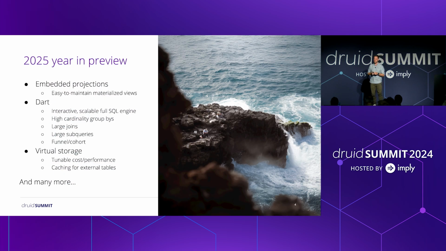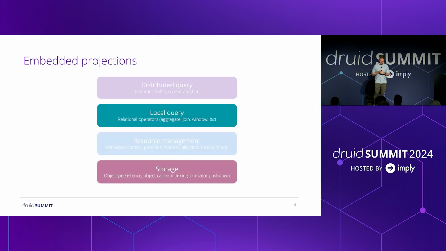I'm going to highlight 3 projects that we have planned for the coming year, so the next 3 or 4 releases of Druid. The first one, embedded projections. That's easy to maintain, materialized views. Dart, which you heard about earlier from Will's demo, which is experimental in Druid 31 today, and we intend to be bringing it to GA in the coming releases. And a virtual storage layer that is not available yet, not actually being worked on yet, but is on the drawing board right now, and I want to talk about where we want to go with that. Many more things will happen, but these are the 3 I'm going to talk about.